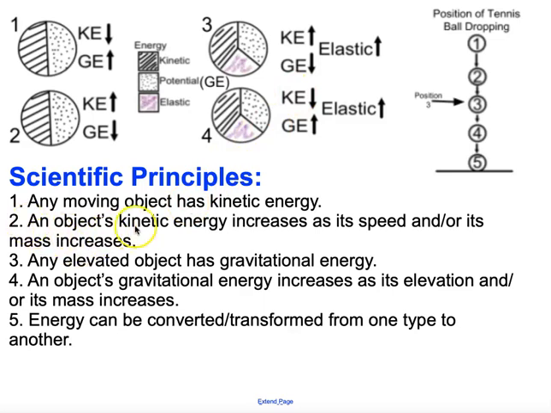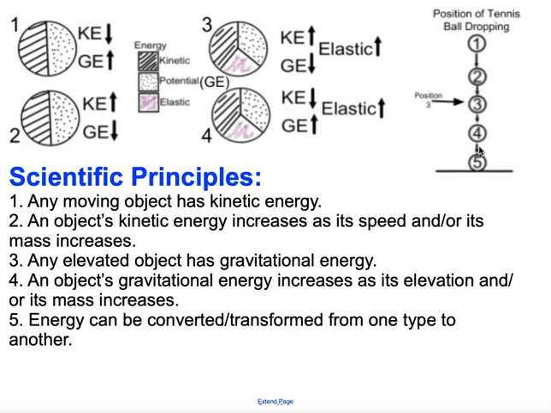Let's look at number 2. An object's kinetic energy increases as its speed and/or its mass increases. So when we look at these arrows, this means that KE is going down, GE is going up. KE is going up, GE is going down. And then these are the same, they're just kind of crisscross, but they also include elastic energy. So let's read this again. An object's kinetic energy increases as its speed and/or its mass increases. So if this is a falling object, what's happening to the speed? You're probably going to say, well, it's getting faster as it drops.